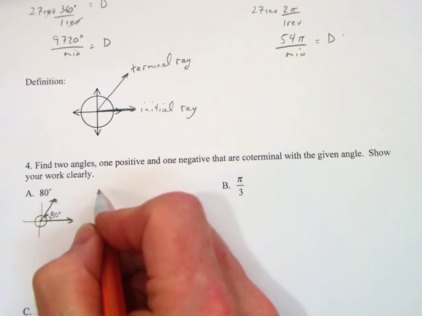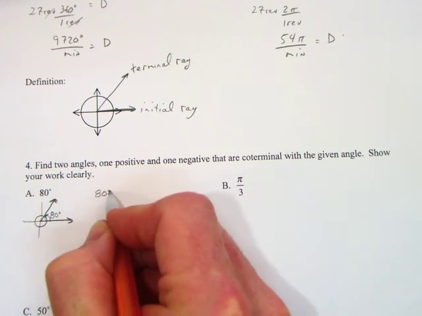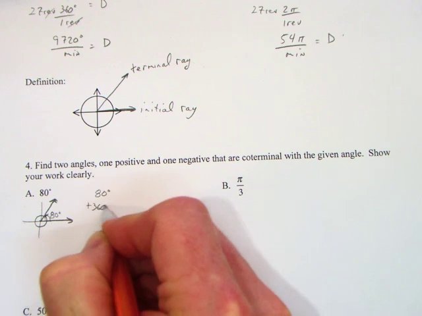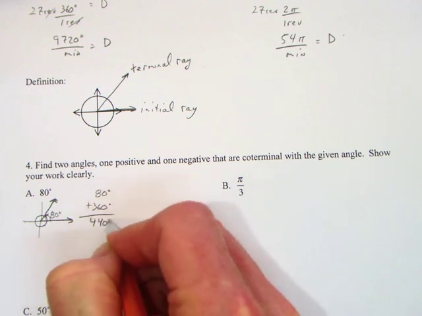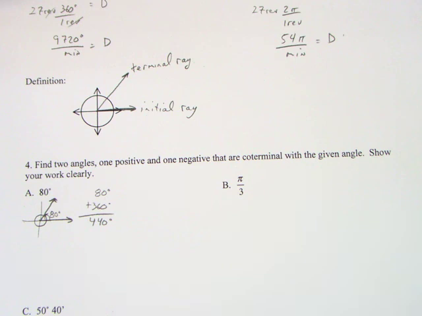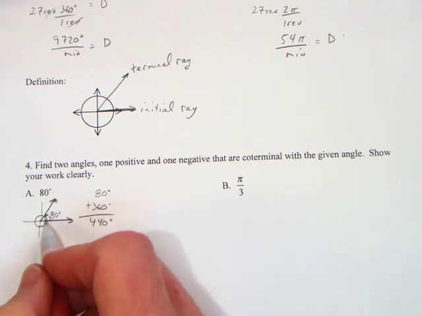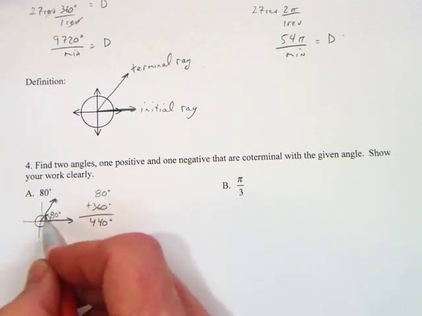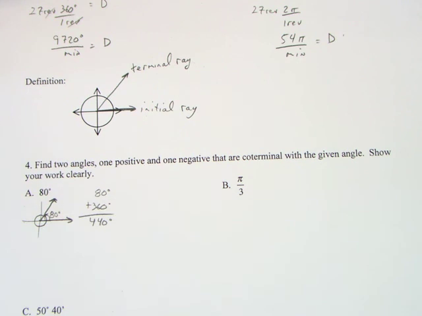What is the angle I just wrote? It would be 80 degrees plus 360, or 440 degrees. Now, is that the only positive one? No, I could add another 360 and another 360 and another 360. In fact, I can add n number of 360s, no matter what number n is, as long as we're talking about, in this case, a positive integer.